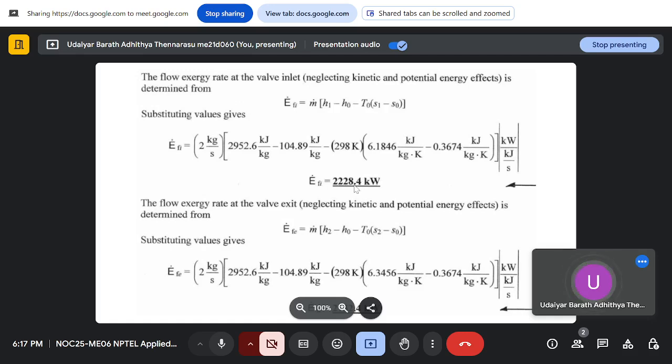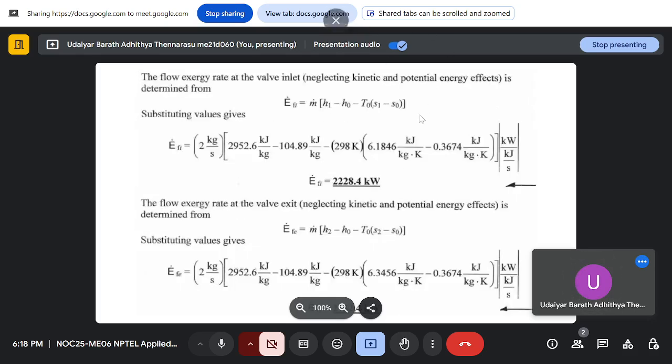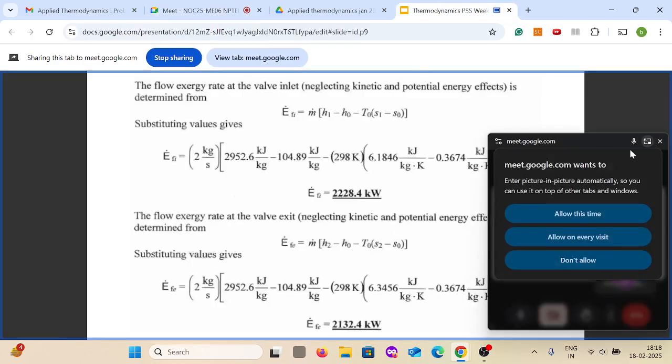Similarly I can estimate the flow exergy at exit. Exit flow exergy is again m dot times H2 minus H naught minus T naught times S2 minus S naught. So flow exergy is again mass times my values, and substituting the values, I get 2132.4.